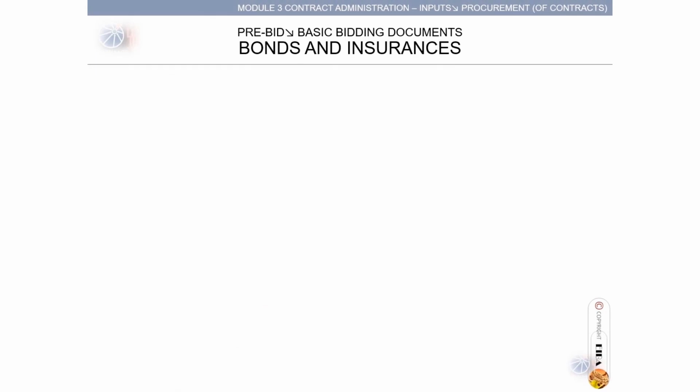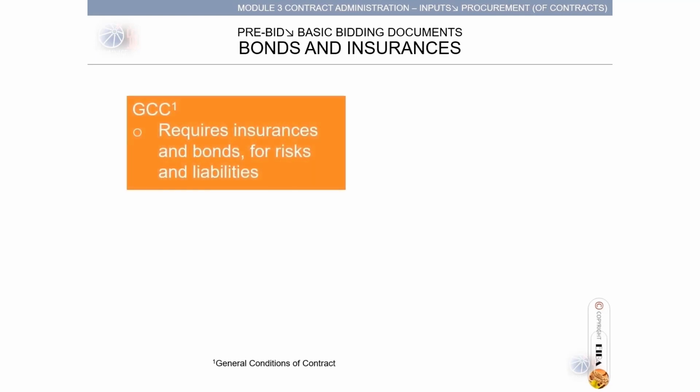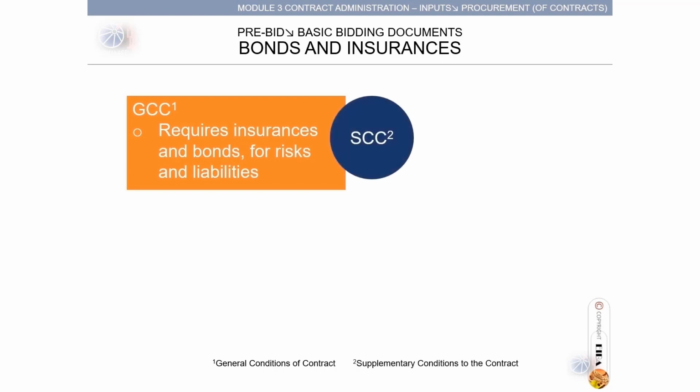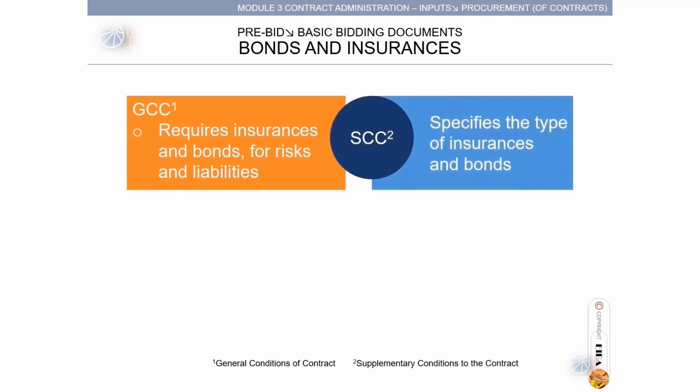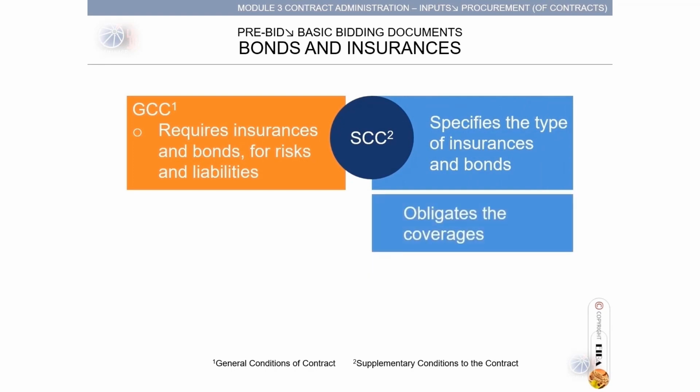Bonds and insurances are required by the owner and have to be clearly stated in the contract documents. I am preempting the discussions about the GCC and SCC. The GCC, General Conditions of the Contract, requires insurance and bonds for risks and liabilities. The SCC, Supplementary Conditions to the Contract, specifies the type of insurances and bonds, obligates the coverages, and requires copies of certificates.